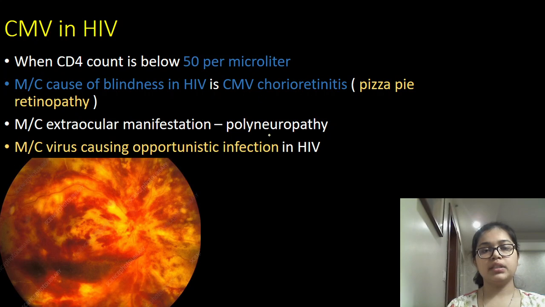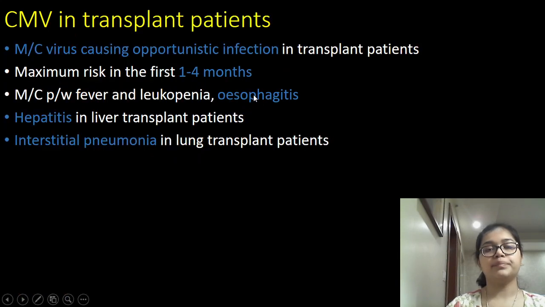CMV in HIV is the most common opportunistic infection, and the most common cause of blindness in HIV infection is actually CMV chorioretinitis with a typical pizza pie appearance with extensive hemorrhages and exudates. The infection occurs when CD4 count is below 50 per microliter. If not chorioretinitis, the most common extraocular manifestation is polyneuropathy.